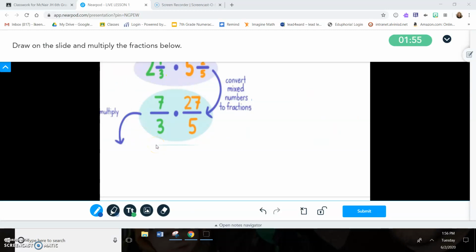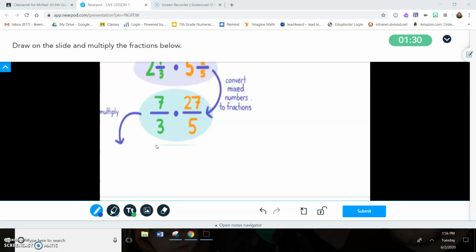All right, so draw on the slide and multiply the fractions below. What we're going to do first is multiply 7 times 27. Those can be large numbers, so in a second we're going to talk about what we can do to make those smaller numbers. 27 times 7 is going to give me 189. And then 3 times 5 would give me 15.